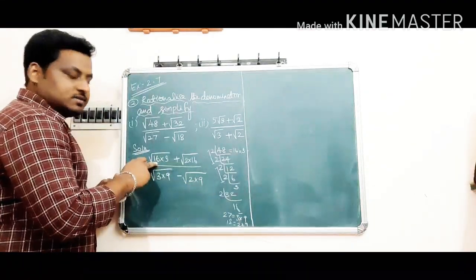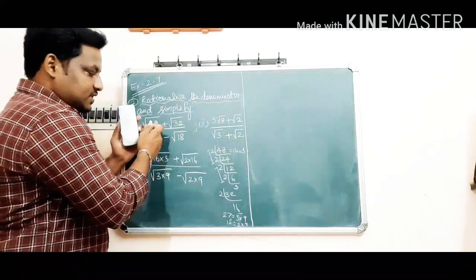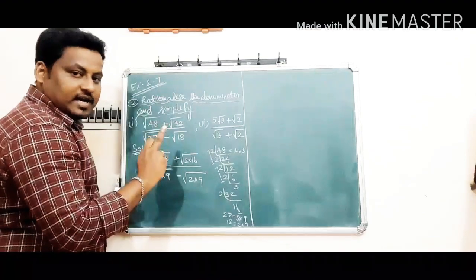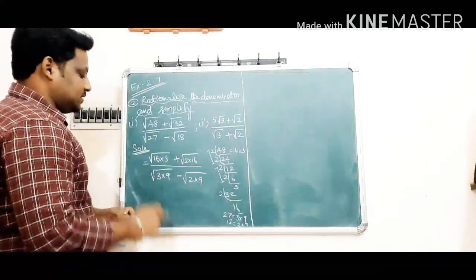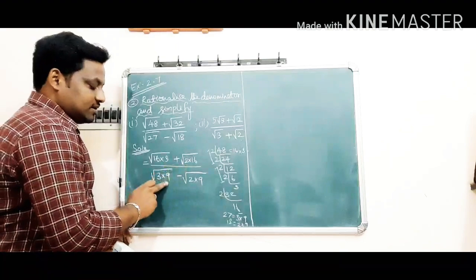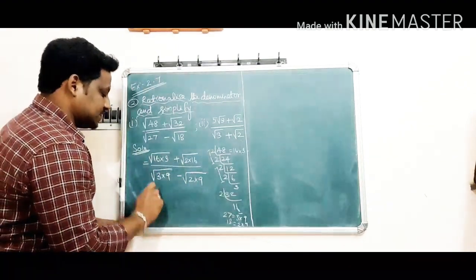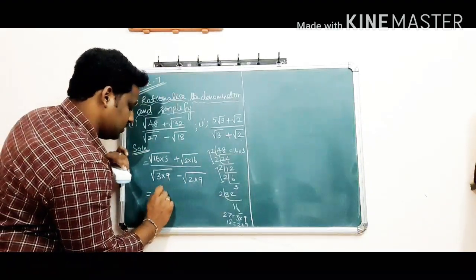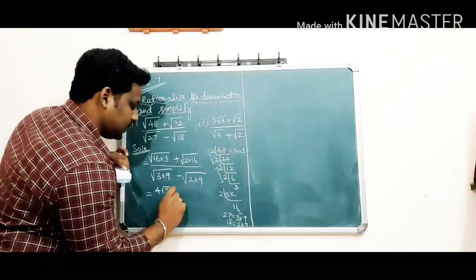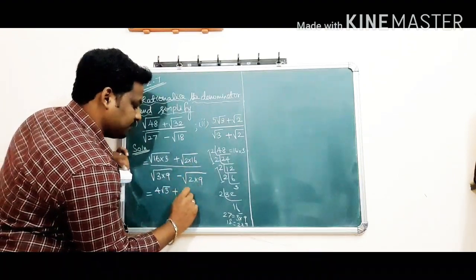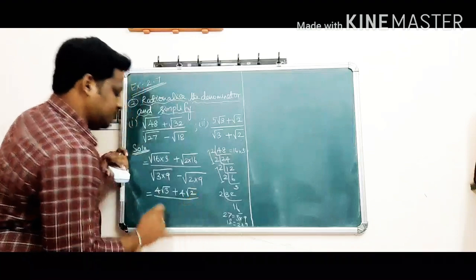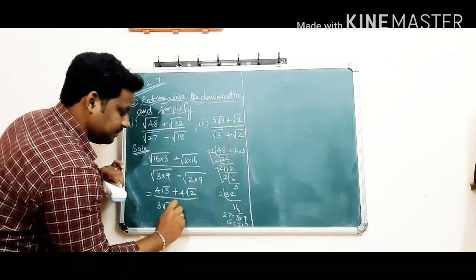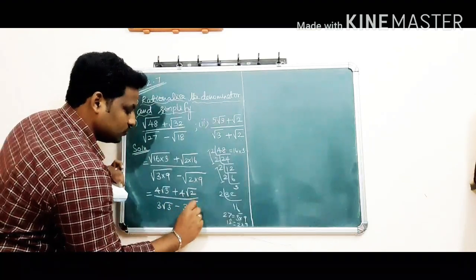So now look at the numbers. So we split the given number into two forms. One number must be a perfect square number. Okay. So 16 is a perfect square. 9 is also a perfect square. So the square root of 16 is 4. So first number is 4 root 3 plus here also 4 root 2, whole divided by here 9 is a perfect square of 3. So 3 root 3 minus 3 root 2.